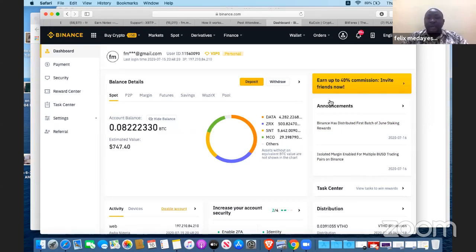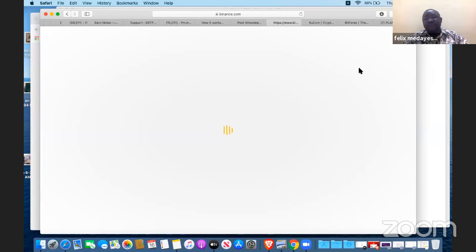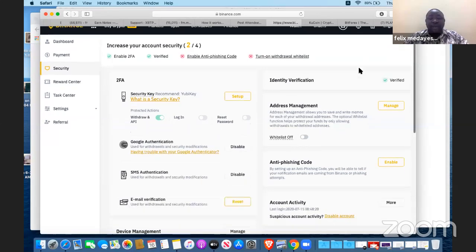Number two, come to your profile here. If you are using phone, you will see account. If you click on phone account, it brings you up like this. And you see all these settings: your email, security, identification, API management. Don't worry, when we teach you about Tap Traders, that's when you can learn about API management, okay? Reward center. So number one, go to security. Once you have registered on Binance, go to security. Some of you, if you are registering and the email is giving you trouble, look for another email or open another email, okay?